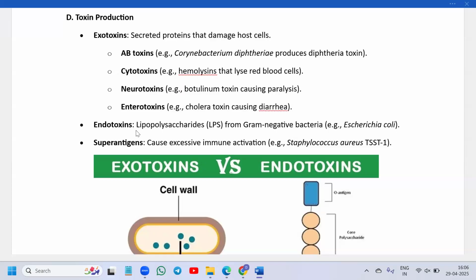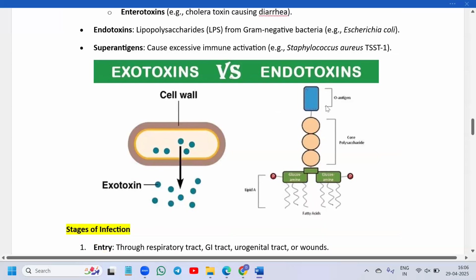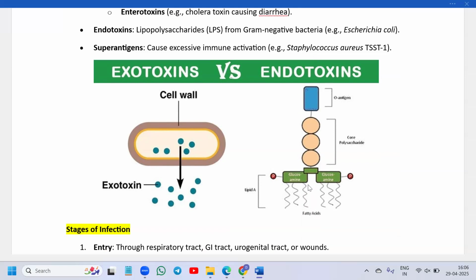Next is endotoxin. Endotoxin means what? For example, lipopolysaccharides from gram-negative bacteria like E. coli. Here, as you can see, this is a structure found on the bacteria. So this is the endotoxin. Exotoxin is something that is secreted out of the cell. Endotoxin is something on the surface that causes disease with the help of these antigens on the cell wall of your bacteria. Next, something called superantigens. They will cause excessive immune activation, thereby causing disease, right?